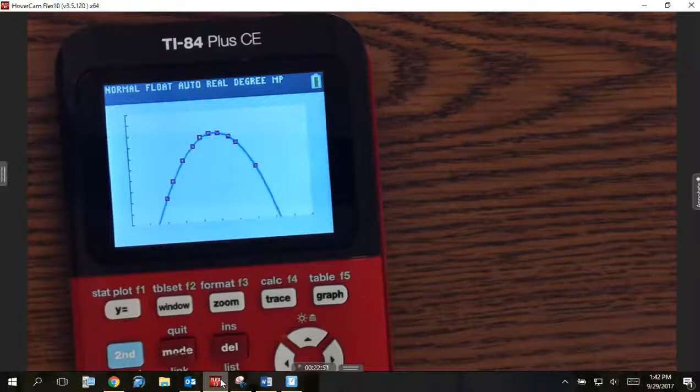You don't have the equation, right? Did you do the stat calculate? Do it again. Stat calculate number 5. Now do it again. Go y equals.